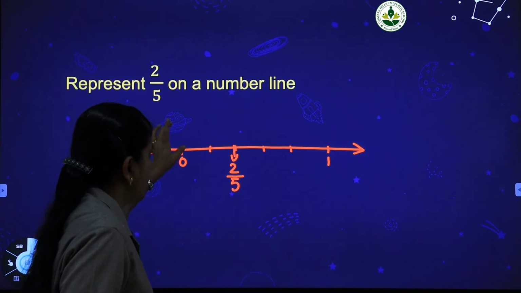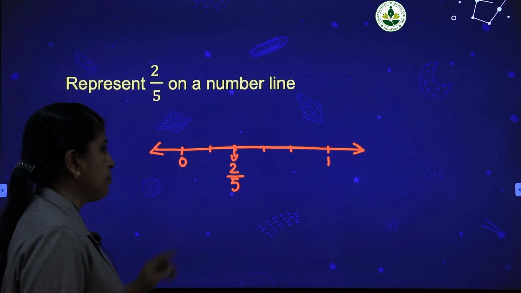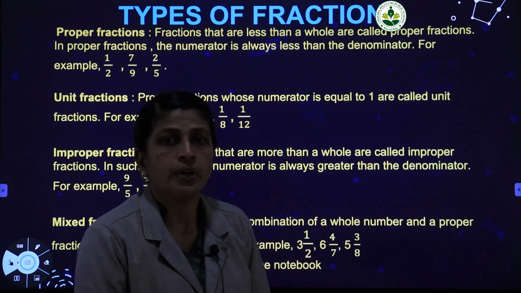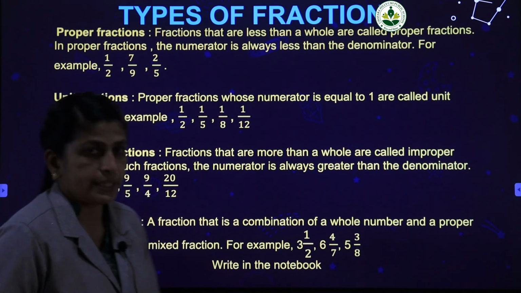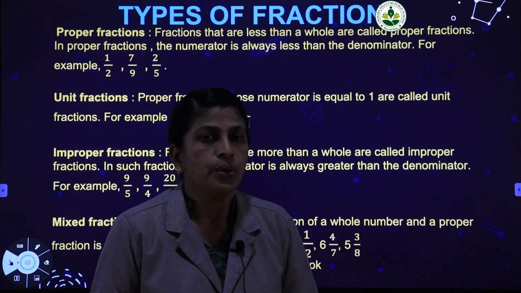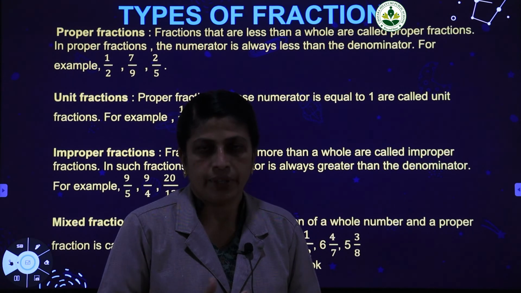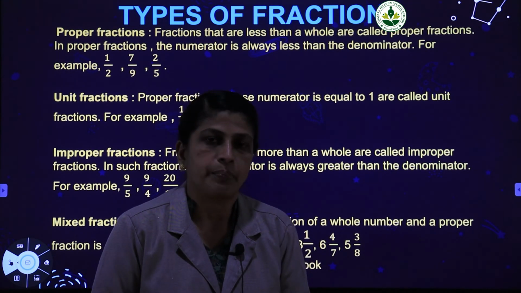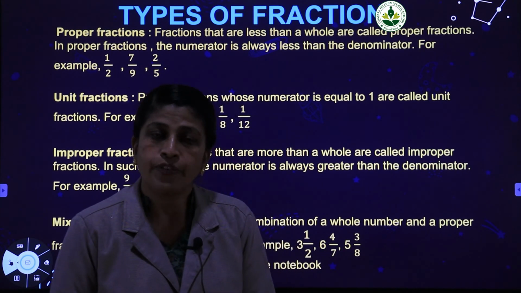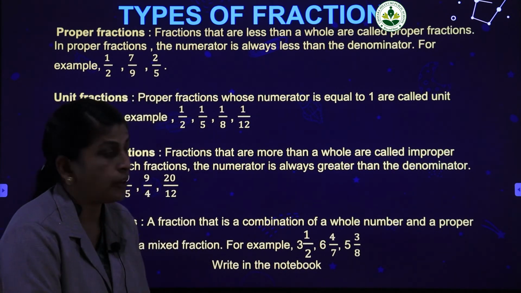Therefore, we have to divide that 0 to 1 portion into 5 equal parts. Then there are different types of fractions. Now, we have learned what a fraction is. Fraction means when we divide the whole thing into some equal parts, each part is known as a fraction. And we have seen how to represent a fraction on a number line. Next, there are different types of fractions that we are going to study. The different types of fractions.